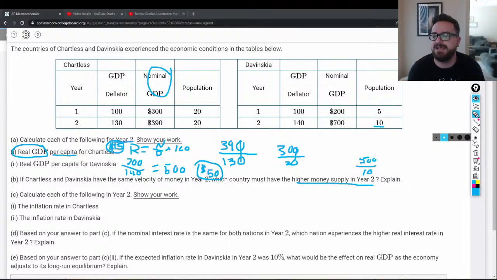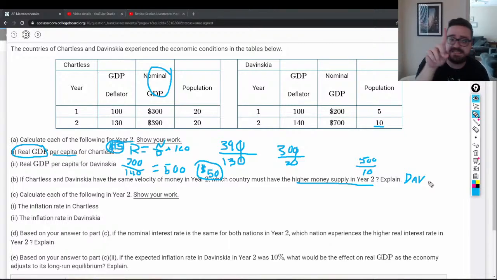And I can look at this table and tell you, in year 2, I'm pretty sure Davinskia does, because 700 is bigger than 390. So it should be Davinskia. Why? According to the quantity theory of money, if you multiply the money supply by the velocity of money, it should get you the nominal GDP. Since they have the same velocity of money and Davinskaya has a higher nominal GDP, it should also have a higher money supply. That's my explanation. Although if you didn't say according to the quantity theory of money, I think we should be fine. Then if money supply times velocity equals nominal GDP, that's just explaining a formula thing.